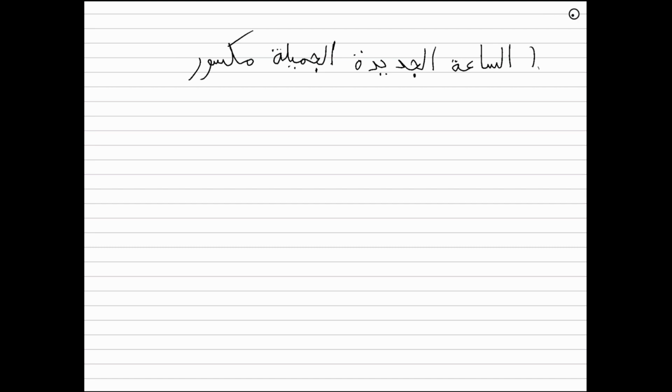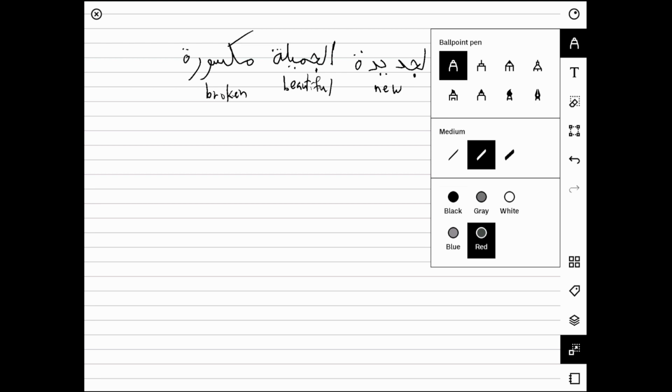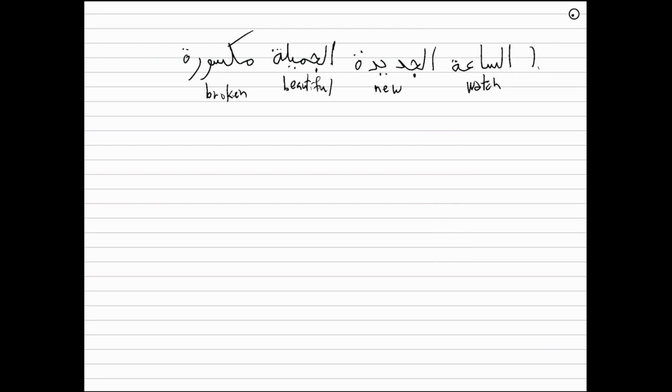Okay, so let's get a notion of what each word means, right? الساعة is watch or hour, but in this case we're just going to say it's watch. جديدة is new and jamila is beautiful, and then maksur is broken, and maksura is broken. All right, so what do we notice here? Let me change this to red just to illustrate what I'm seeing here. First off, we see adjective, adjective, adjective, and we have a noun.